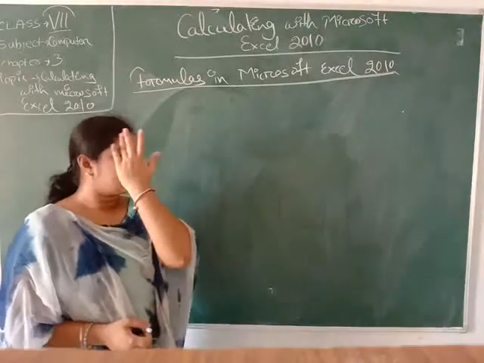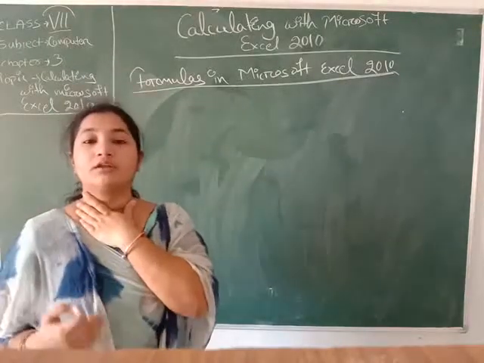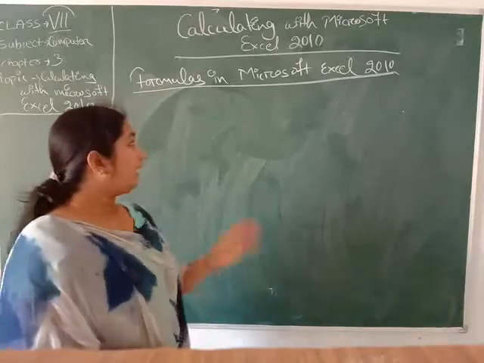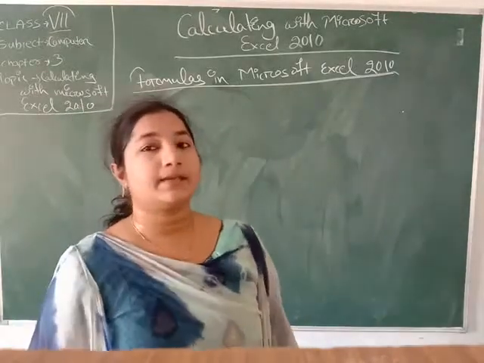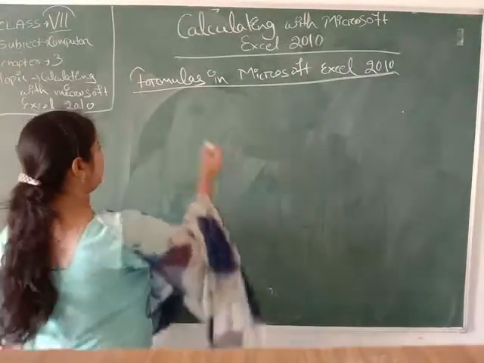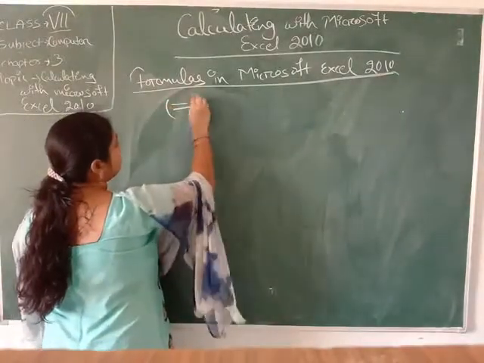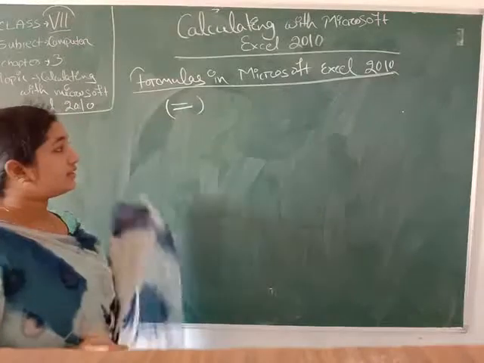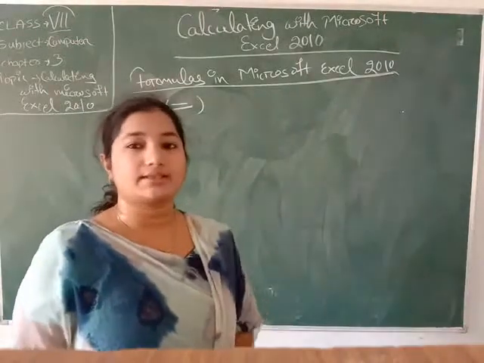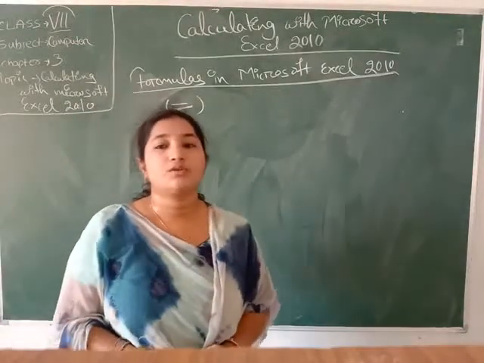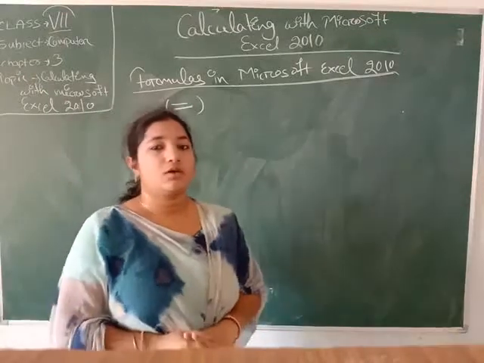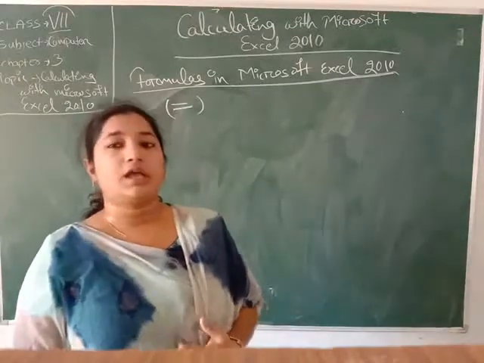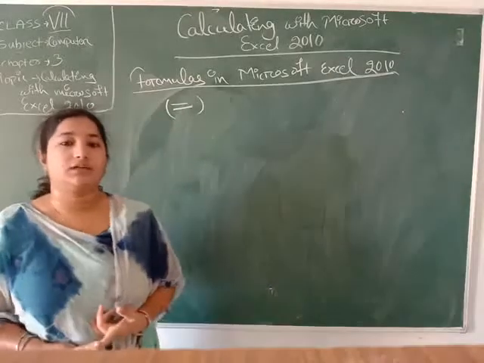In mathematics, we use so many formulas. And in Microsoft Excel, the formula begins with the equal sign. Means from this sign, the formula starts in Microsoft Excel. For this, we have two types of operators. One is the arithmetic operator, another is the comparison operator.